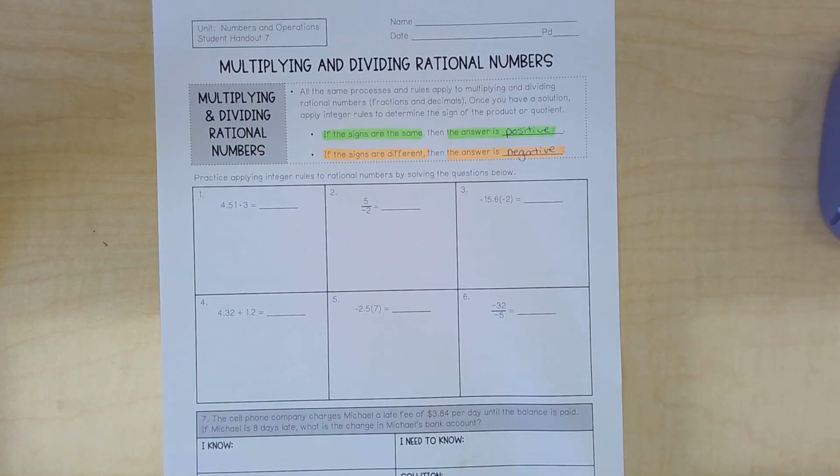Okay, we're going to be talking about multiplying and dividing rational numbers. The rational numbers we're using in this particular case will be mostly decimals, although obviously we do have some fractions. So let's start to get into it.